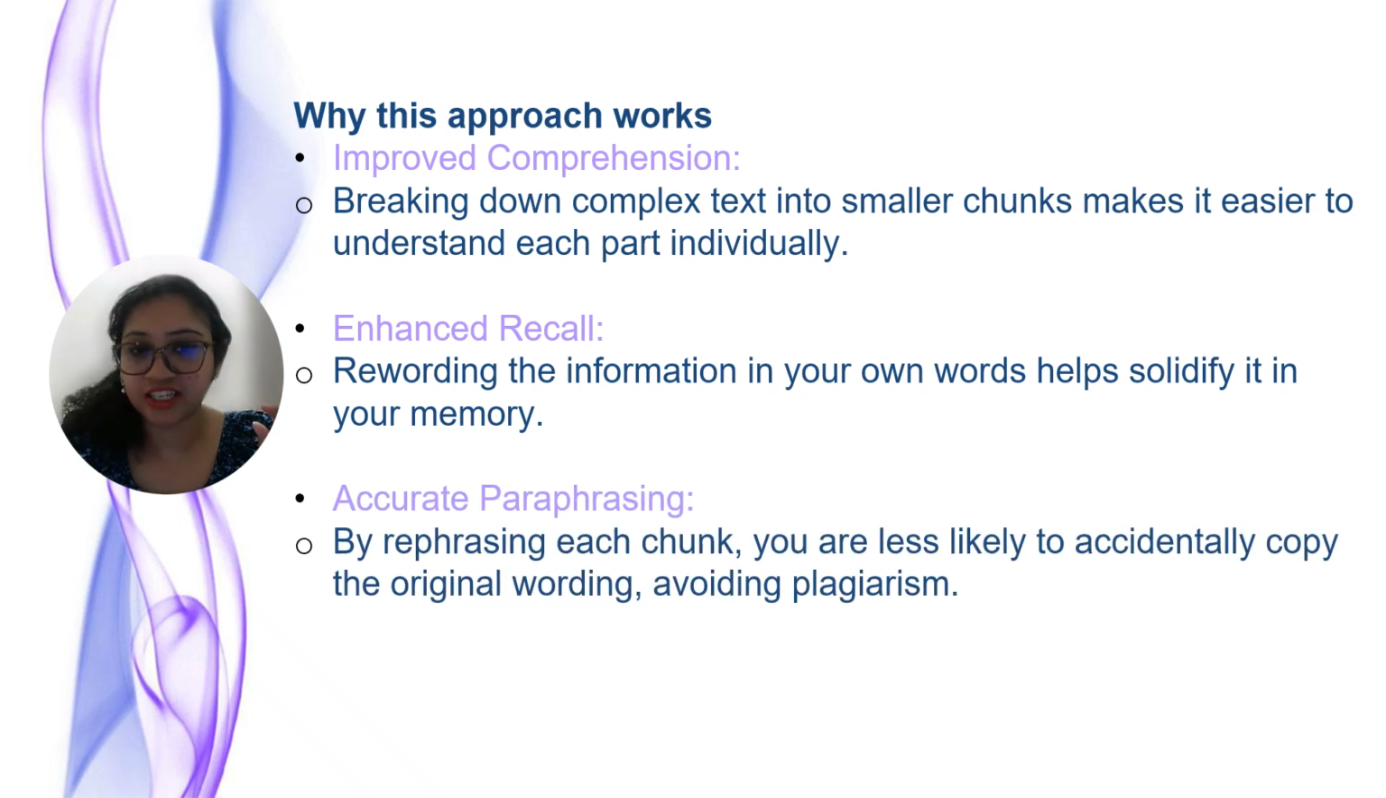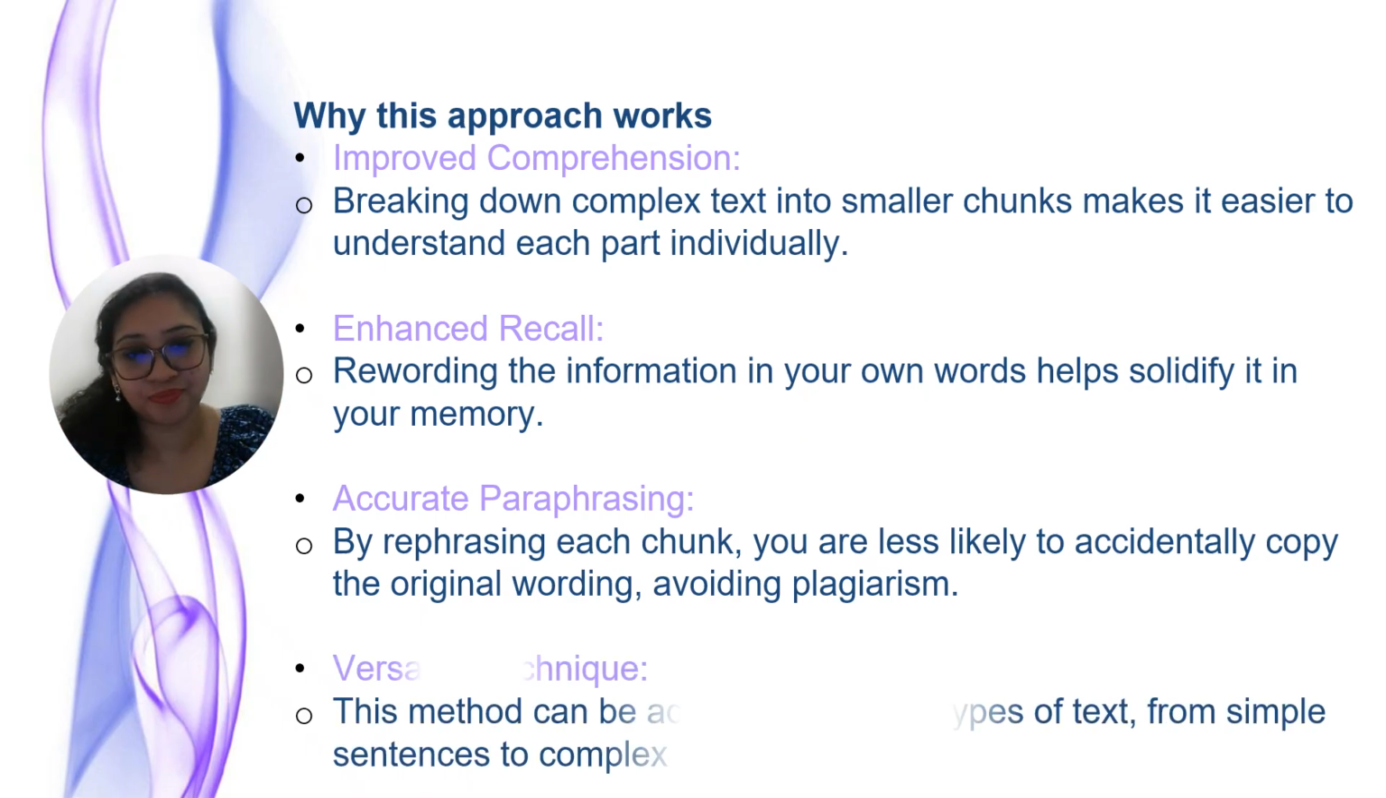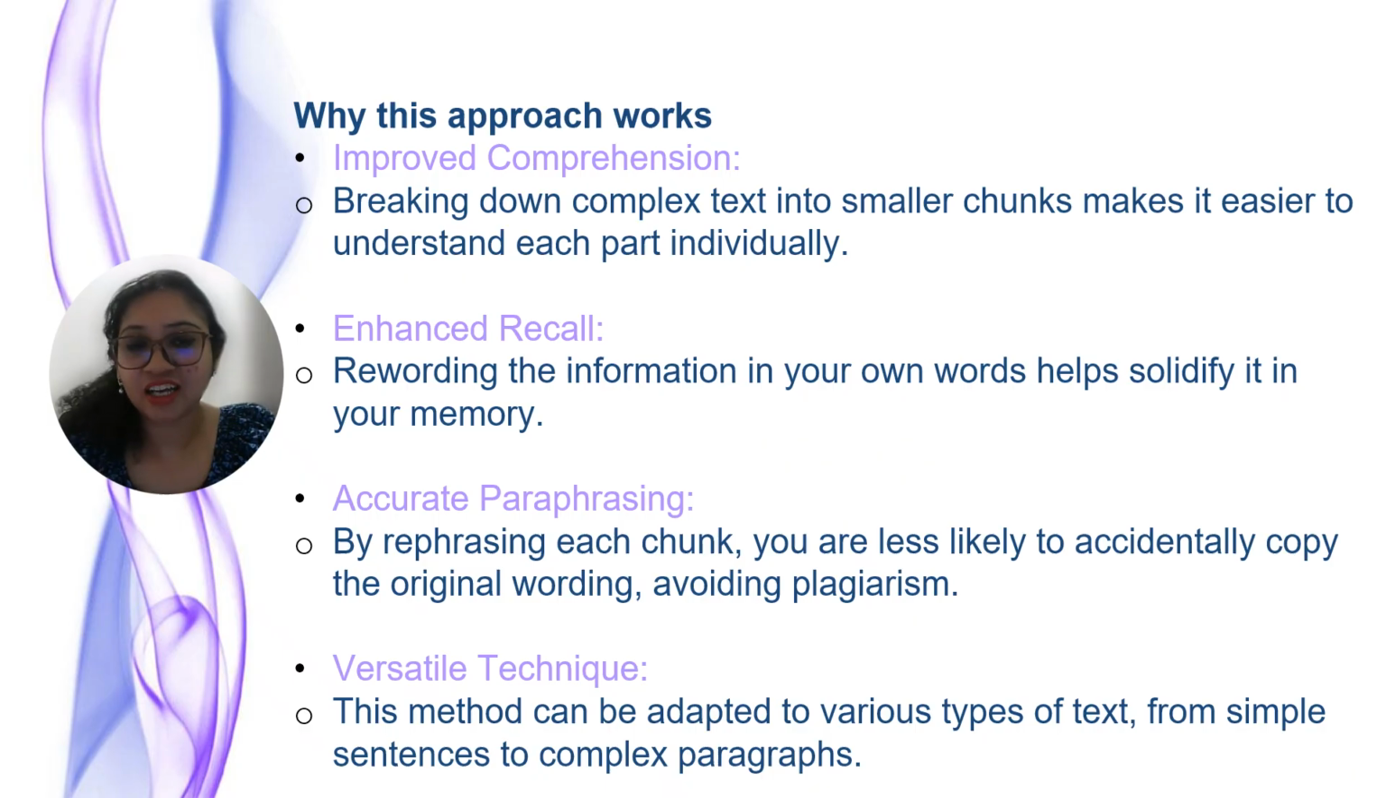Accurate paraphrasing means that by rephrasing each chunk, you are less likely to accidentally copy the original wording, thus avoiding plagiarism. And lastly, it is a versatile technique. So this method can be adapted to various types of texts, sentences, and all kinds of paragraphs.